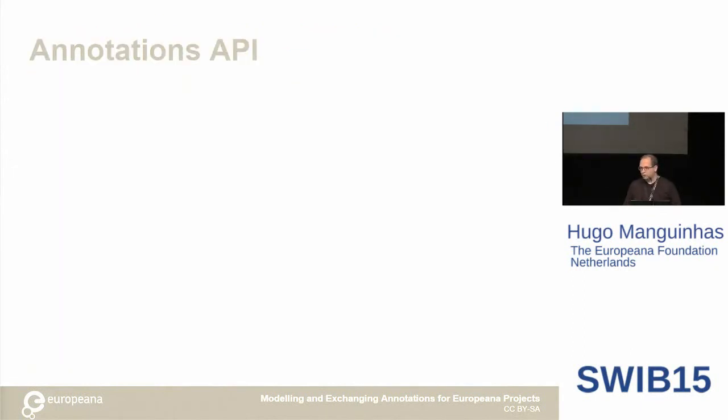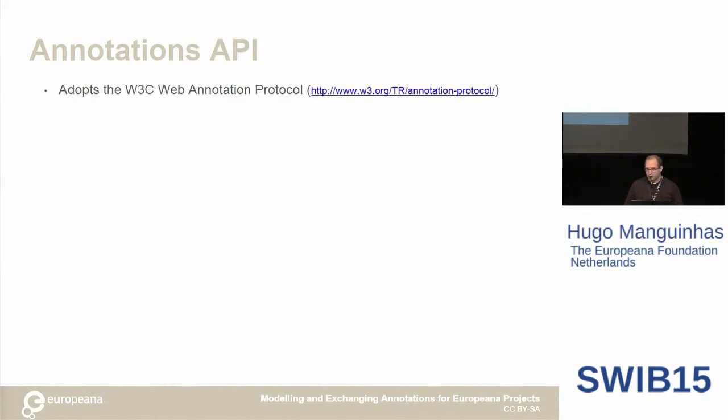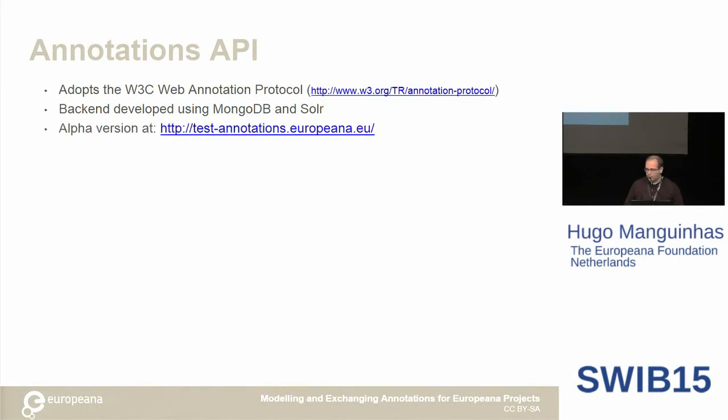Now, let me continue by explaining the annotation API. The annotation API also adopts a W3C standard, the Web Annotation Protocol, which is also very recent and comes from the web annotation community. Its backend is developed using MongoDB and also Solr. The alpha version that you can play with is available at this location. It was released 1 week ago, so it's very recent, and we're still working on new features for this API.